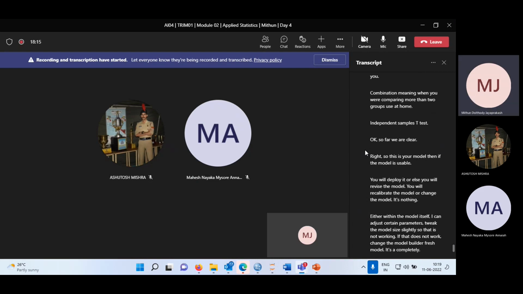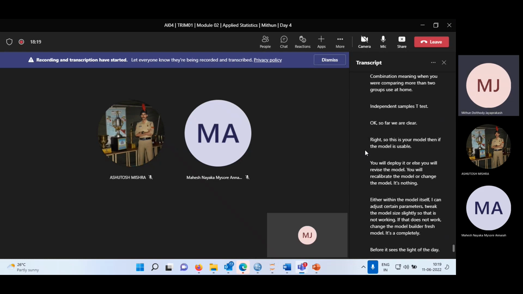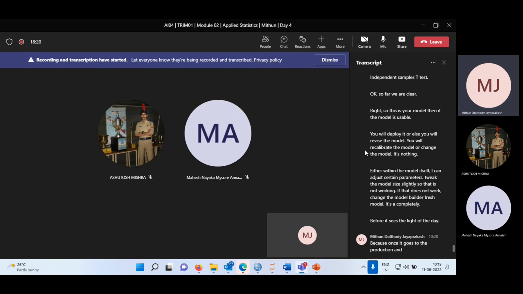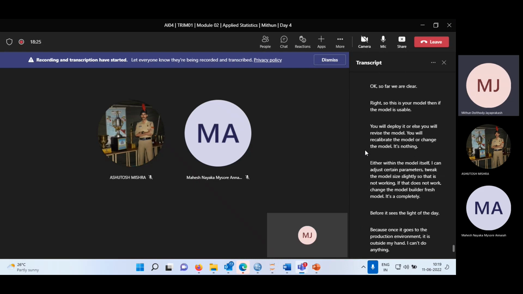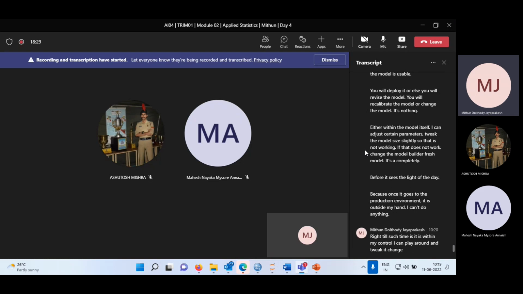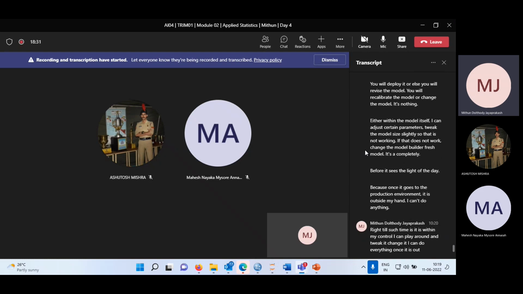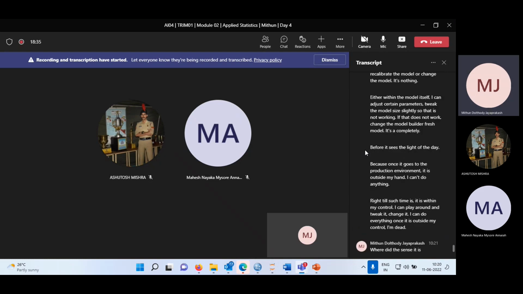Before it sees the light of the day, because once it goes to the production environment, it is outside my hand. I can't do anything. Till such time as it is within my control, I can play around and tweak it, change it, I can do everything. Once it is outside my control, I'm dead. Dead in the sense it is on autopilot mode, it is going on, right?